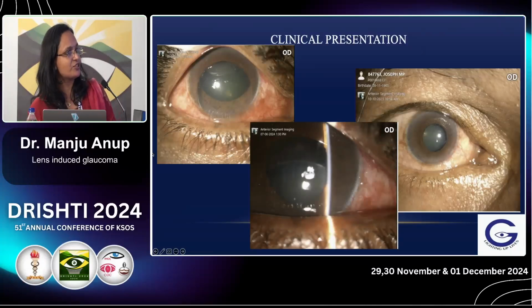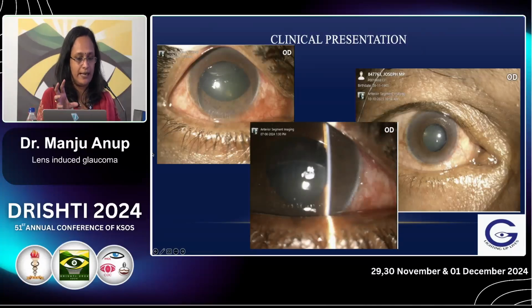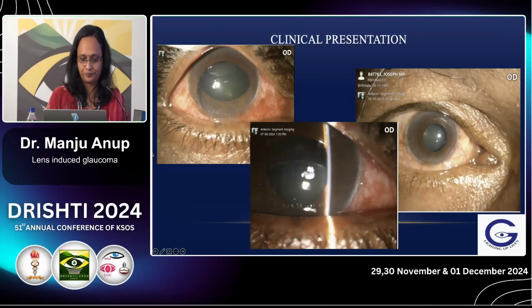The second picture is showing the lens position after an hour. The lens has gone back, and it was behind the iris, subluxated inferiorly. By the next day it went into the vitreous, and then the retina surgeon took it out. The next picture is again a traumatic case, and there was anterior subluxation of the lens, but it was still in the pupillary plane.